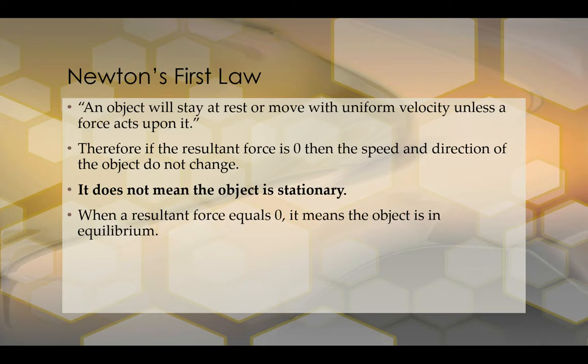So Newton's first law says that an object will stay at rest or move with uniform velocity unless a force acts upon it, which means that if the resultant force is 0, then speed and direction, in other words velocity, of an object does not change. However, it does not mean the object is stationary, for if it's already moving, it will continue moving. And when the resultant force is 0, it means the object is in equilibrium.